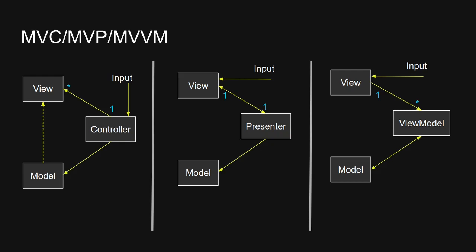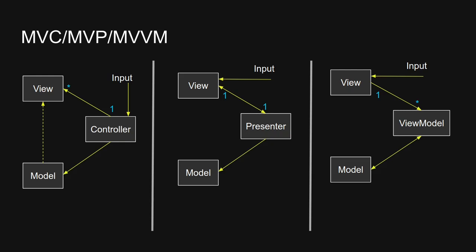In the second diagram, we have a presenter, and the presenter and a view have a one-to-one dependency. Input is given to the view, and then the view updates the presenter, and then the presenter calls the model, and then the model updates the presenter, and then the presenter decides to update the view. So basically in the MVP case, the presenter decides what to display in the view and how to display it.